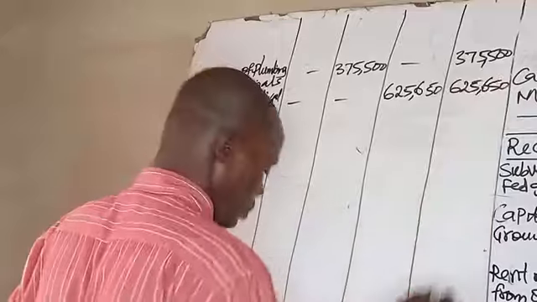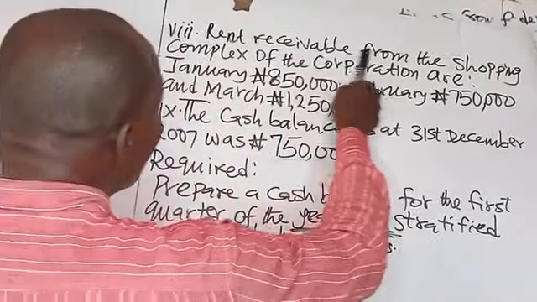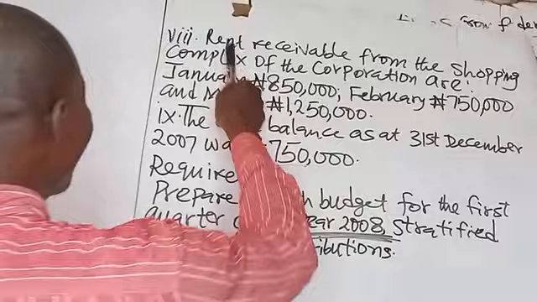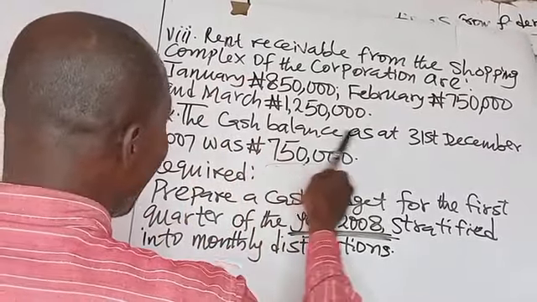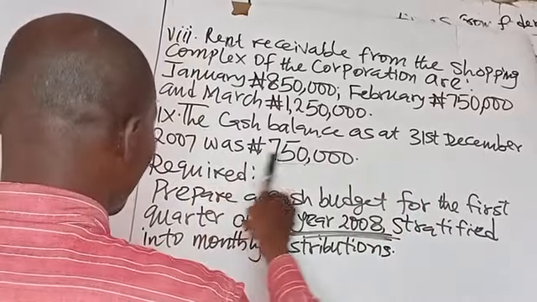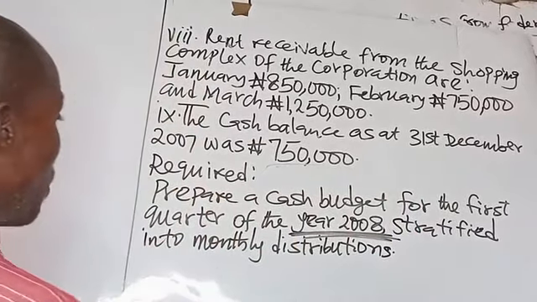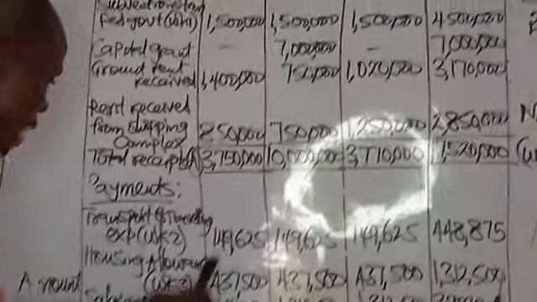Note 8. Rent receivable from the shopping complex. This has been considered. Note 9. Cash. The cash balance as at 31st December 2007 was this. This is the cash balance. We have to prepare the cash budget. Let's sum up the payment.